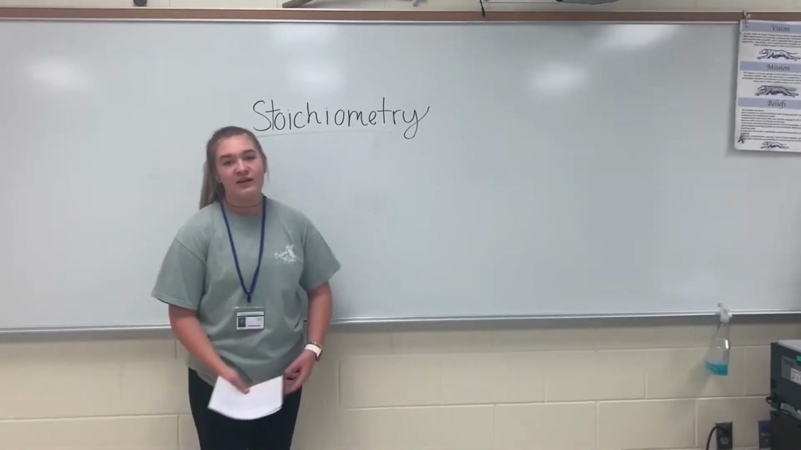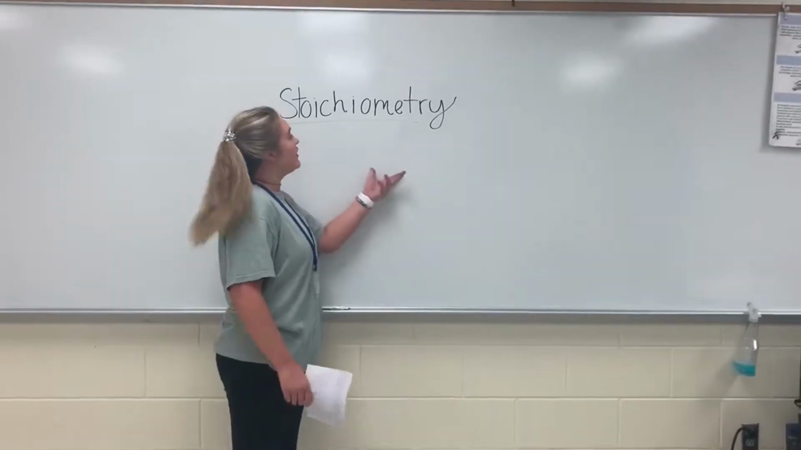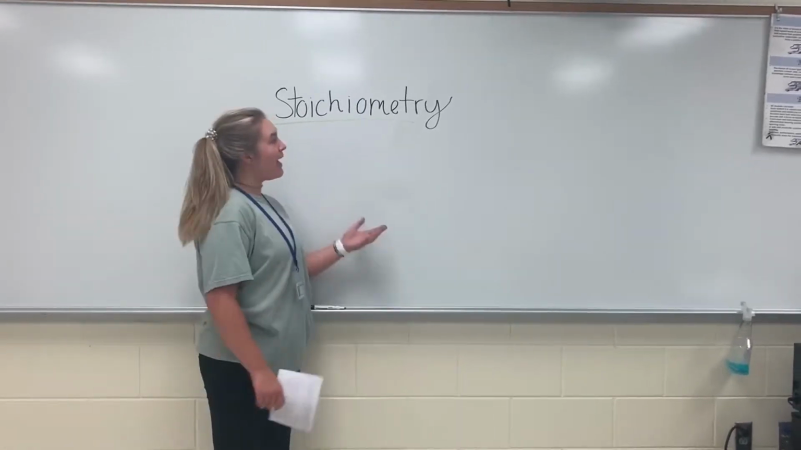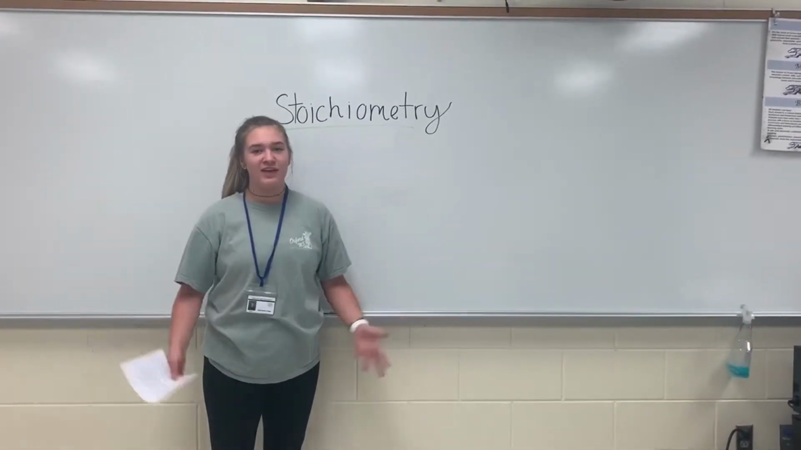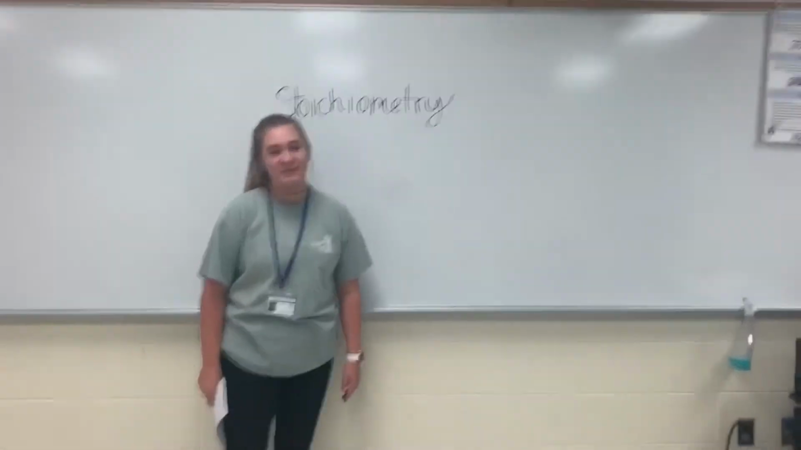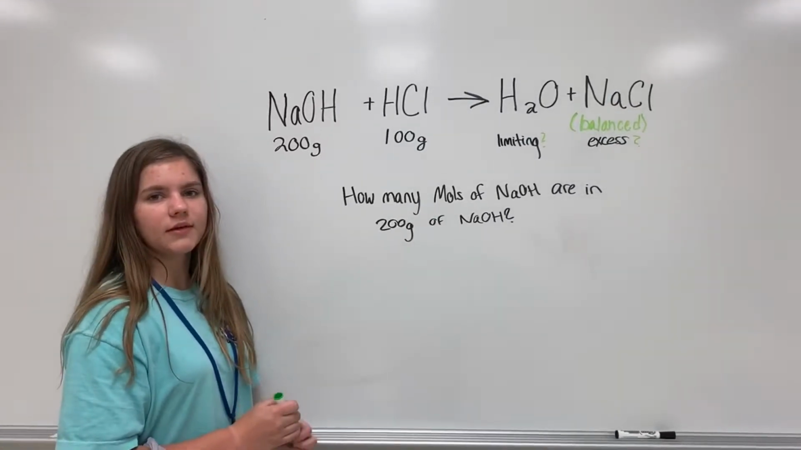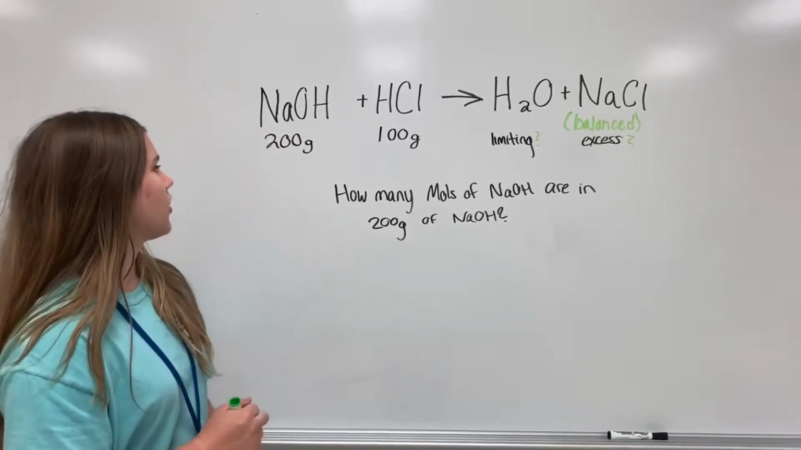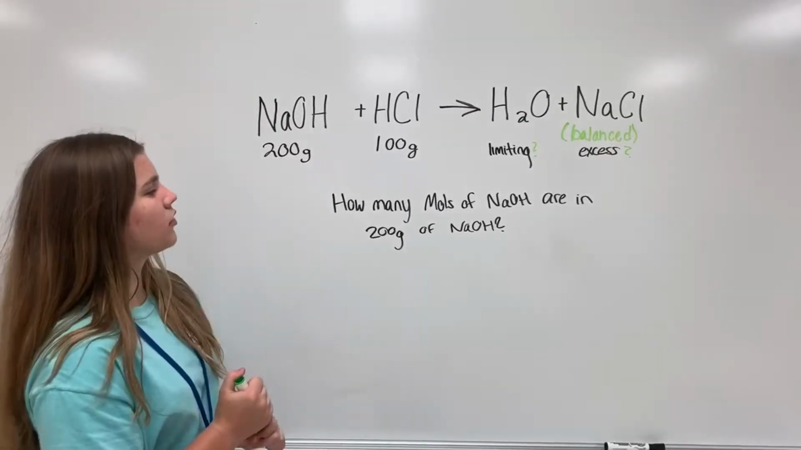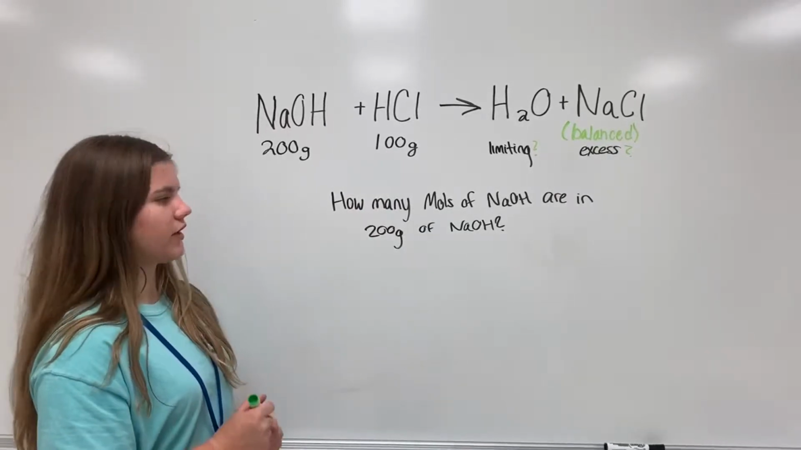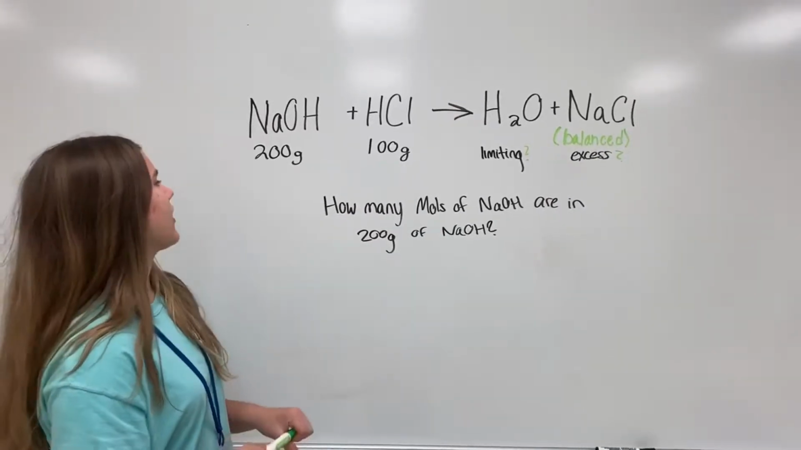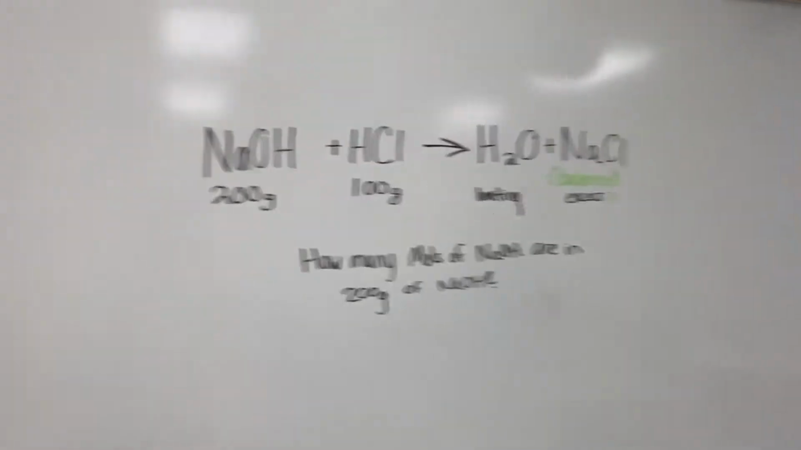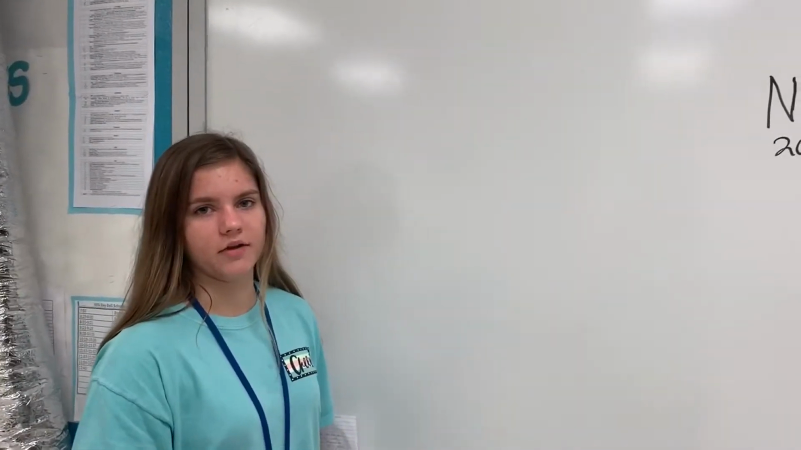Once the products are found and the equations are completely balanced, we can use stoichiometry to find limiting and excess reactants. Stoichiometry is a way we use math to convert one measurement into another. Let's take it to the board now so we can show y'all an example. The example we're going to use for the stoichiometry equation is going to be a neutralization. So the question is, how many moles of NaOH are in 200 grams of NaOH? Now, it gives us 200 grams of NaOH right here, and this is what we're going to need to start with. So now we're going to start writing down the equation.